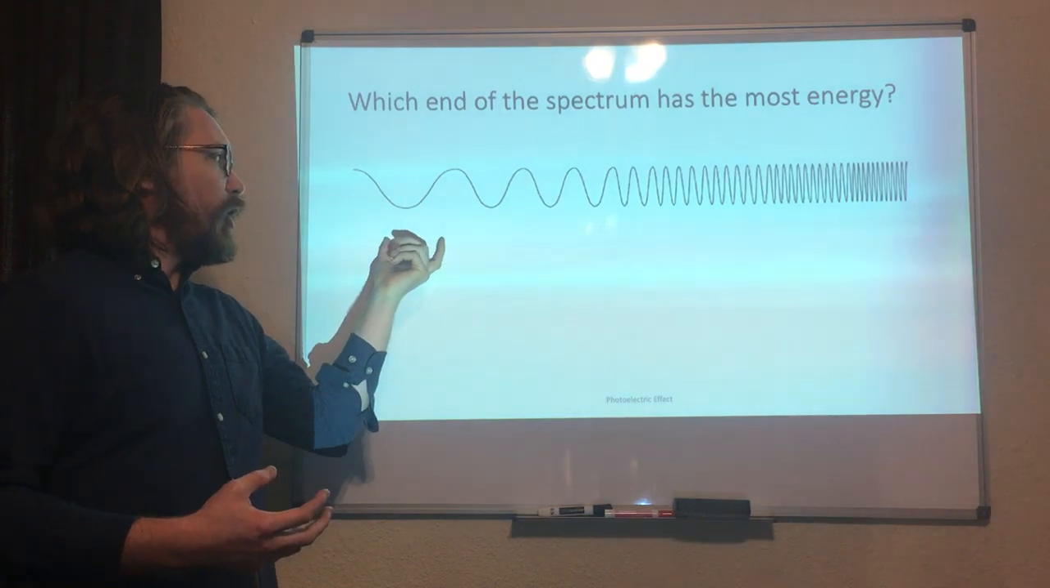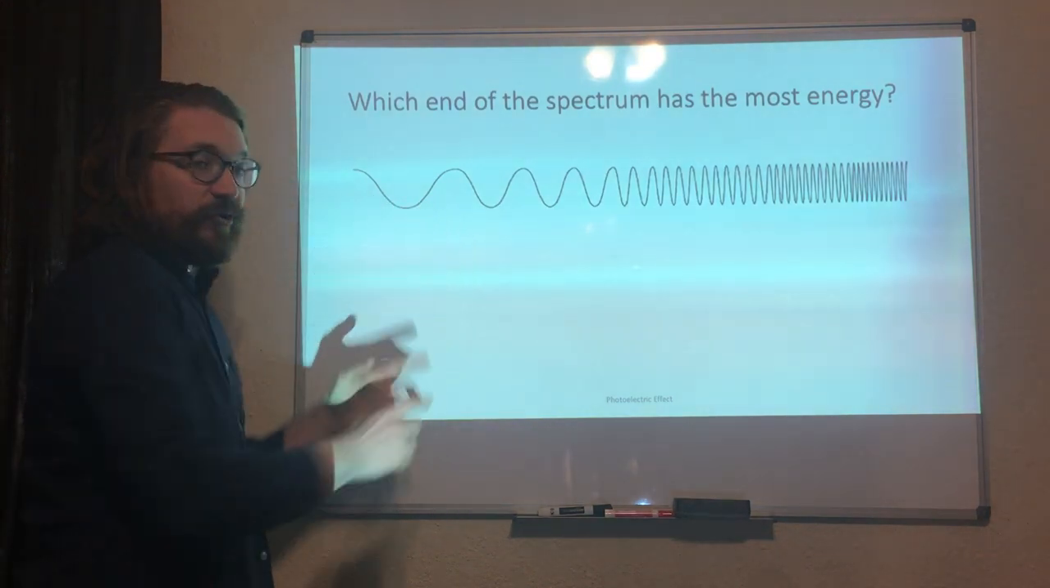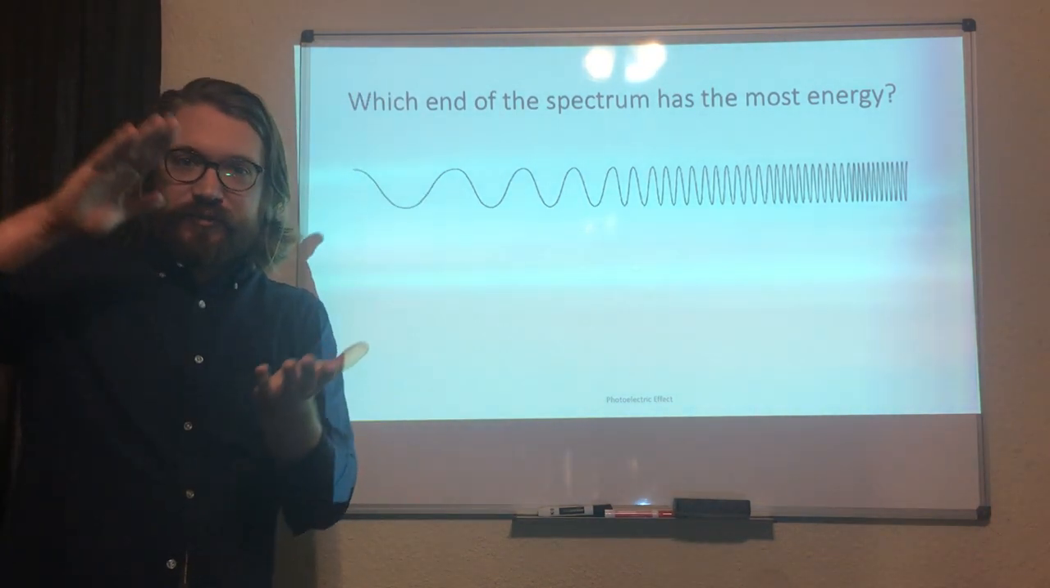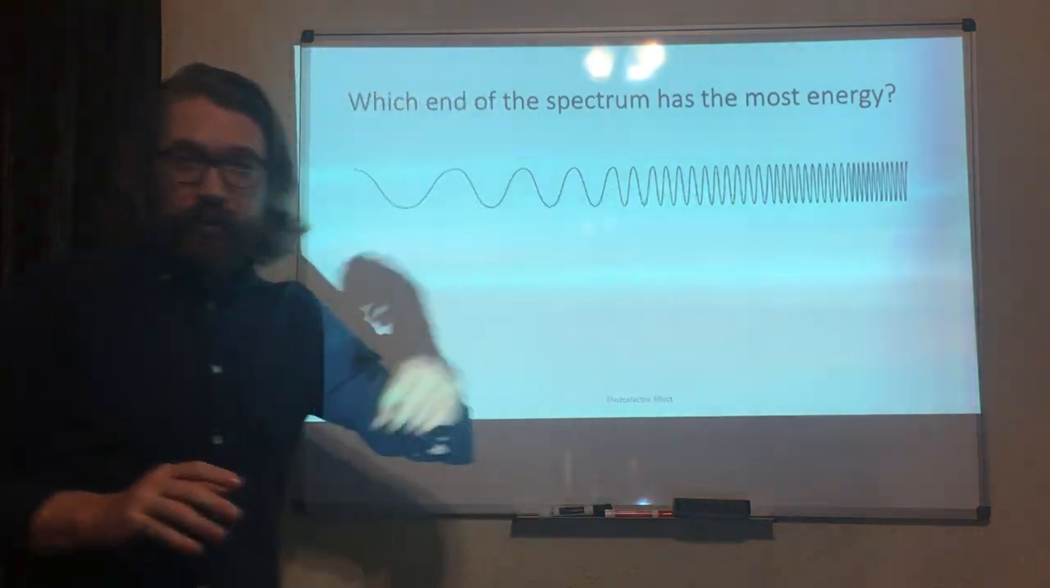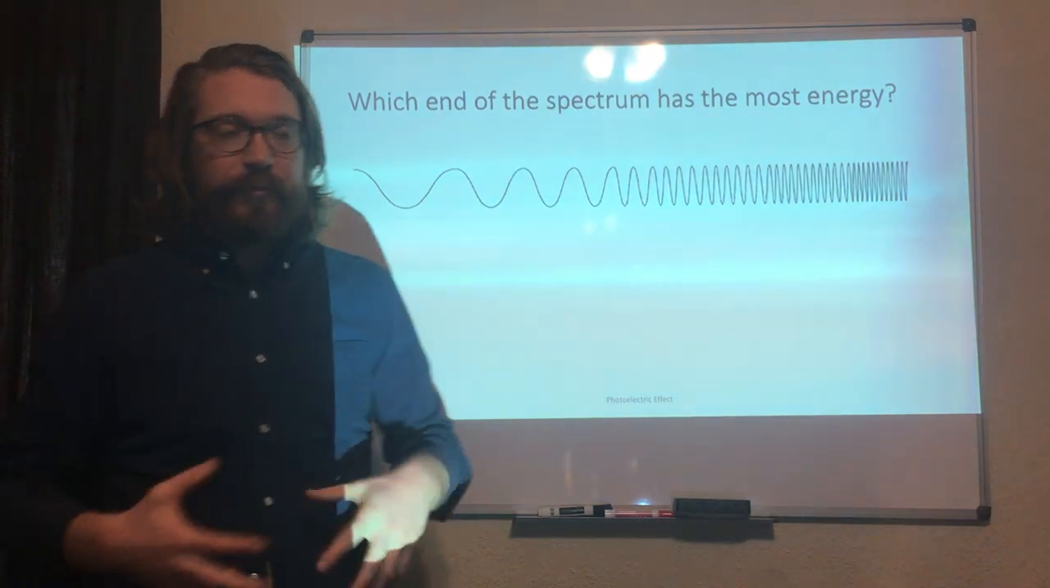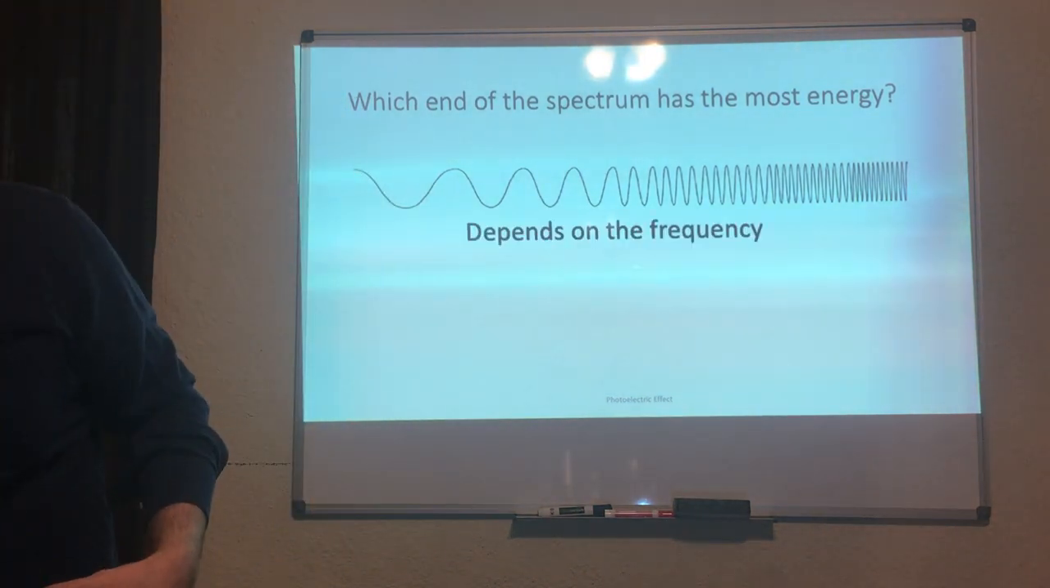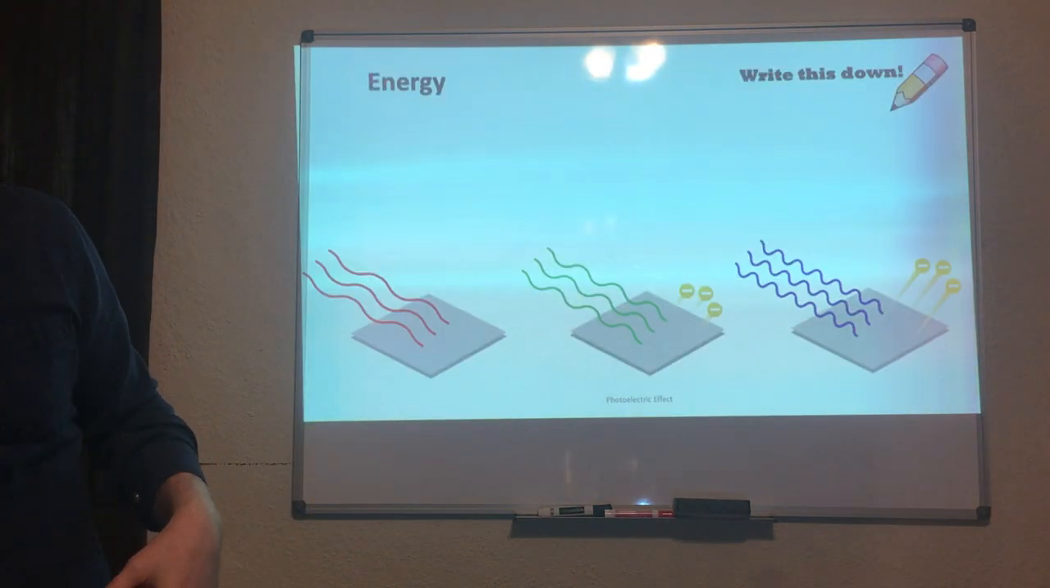This side has longer wavelengths. The waves themselves are longer, which means their frequencies are smaller. And on this side, our waves are shorter, our wavelength is shorter, which means our frequency is higher. Okay, so how does this play into the photoelectric effect?